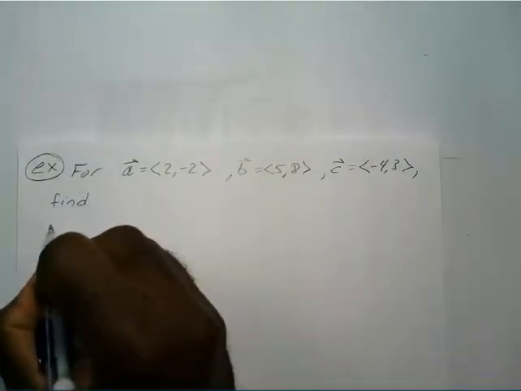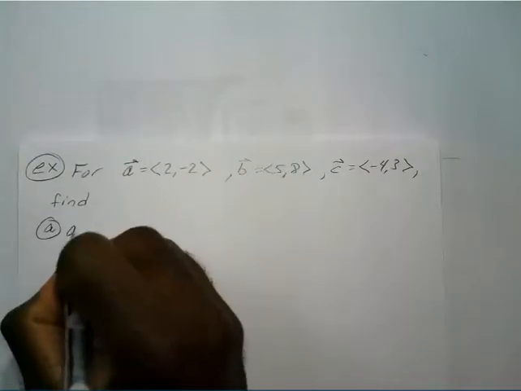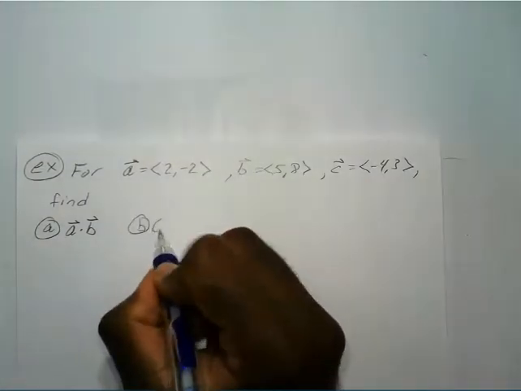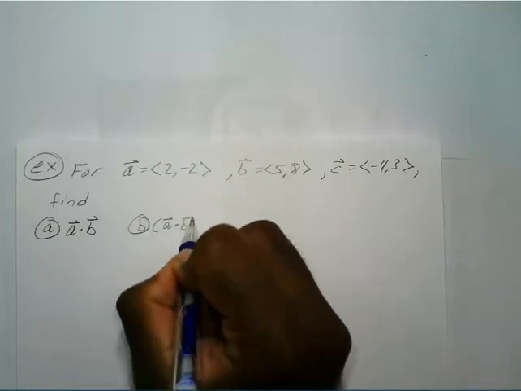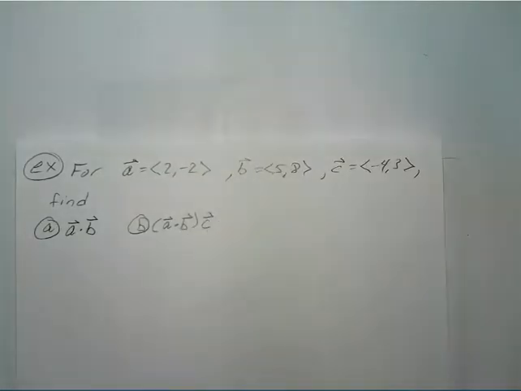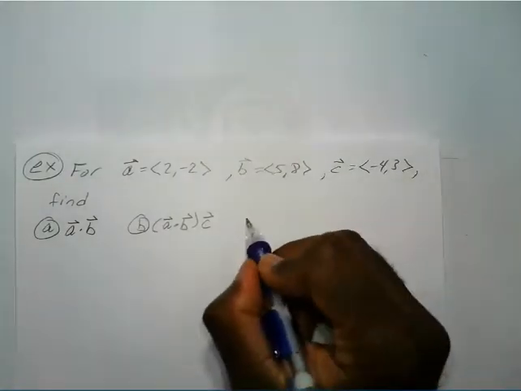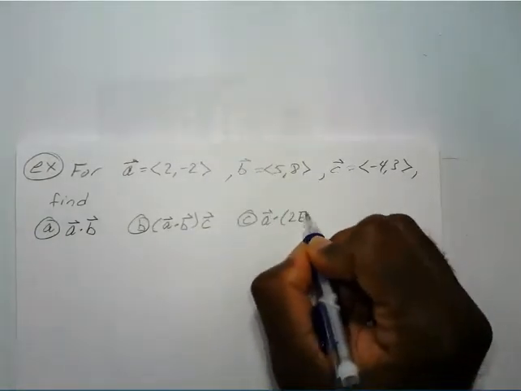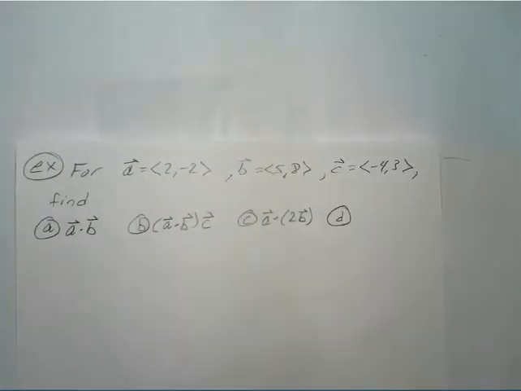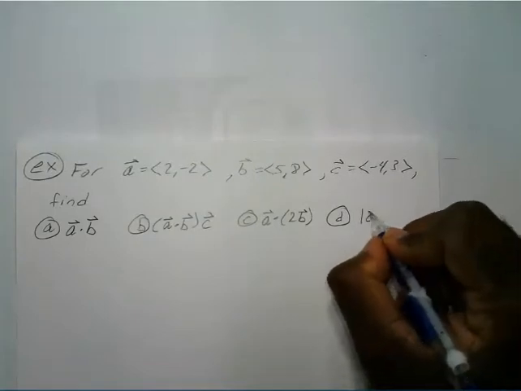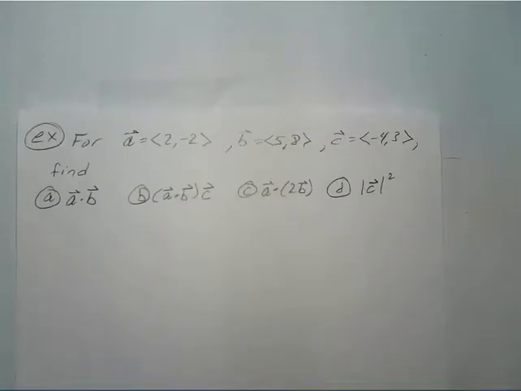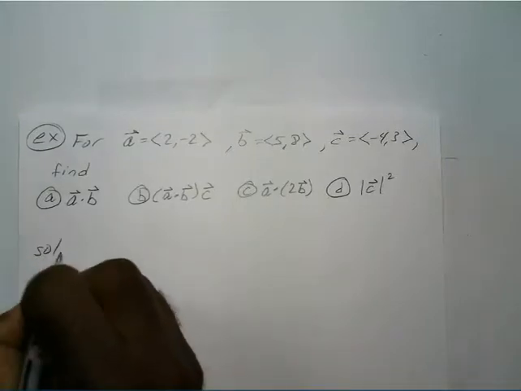Let's say for problem A, we want to find the dot product of A and B. For problem B, we have the dot product of A and B times the vector C. For problem C, we have the dot product of A and 2 times vector B. And for problem D, we want to find the magnitude of the C vector squared. All right, so let's go ahead and get started on this.